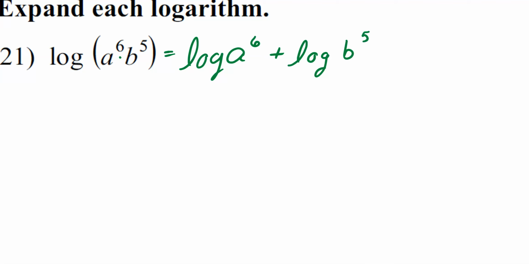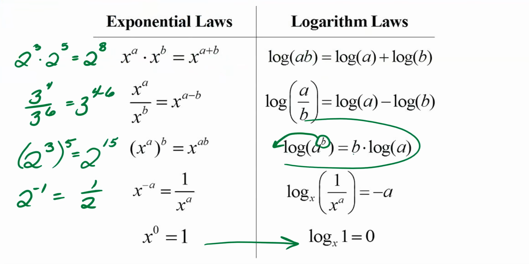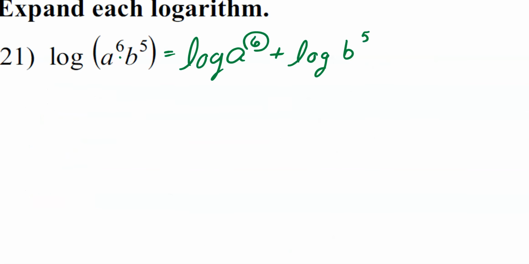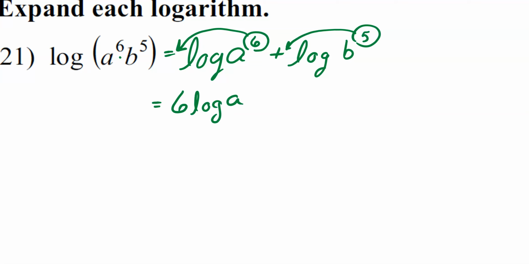Okay, now my next step is to go into this rule here, because I have a logarithm to a power. So I'm going to pull that power out in front. I'm going to take the 6 on the A out in front and the 5 on the B, pull it out in front. So my final answer is 6 times the log of A plus 5 times the log of B. So all we're doing here is rewriting it longer. Okay, let's look at another.